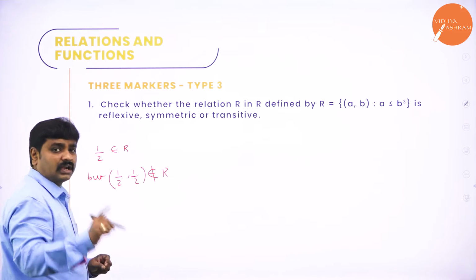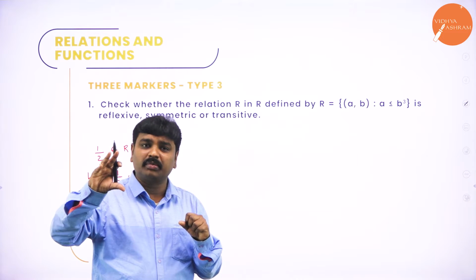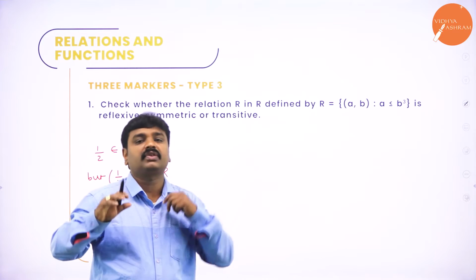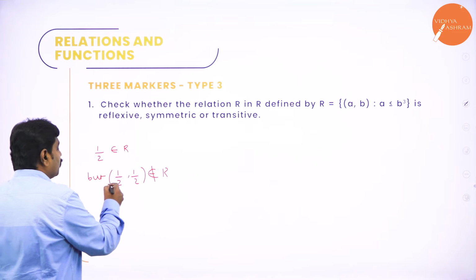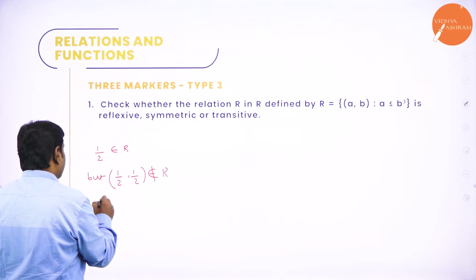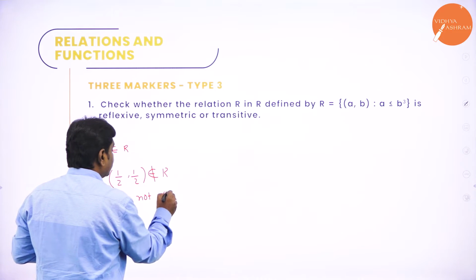All of you know, just now I told, 1 by 2 cannot be less than 1 by 2 cube. 1 by 2 cube is 1 by 8, but 1 by 2 is more than 1 by 8. Therefore no need to explain all those things. If you write these 2 lines, it is enough. But (1 by 2, 1 by 2) does not belong to R. Therefore R is not reflexive.